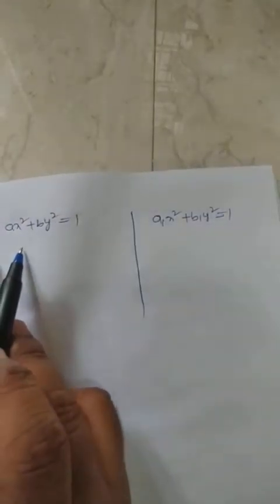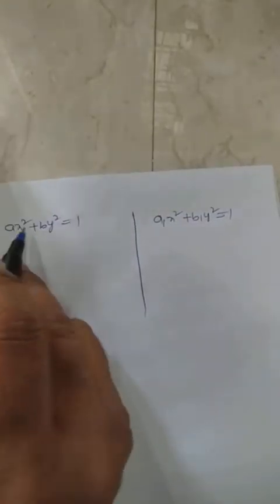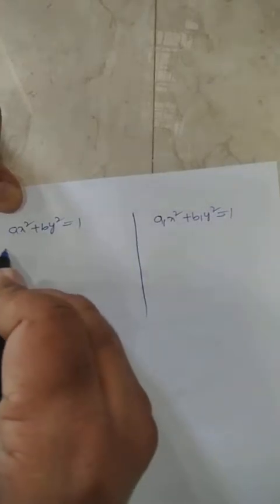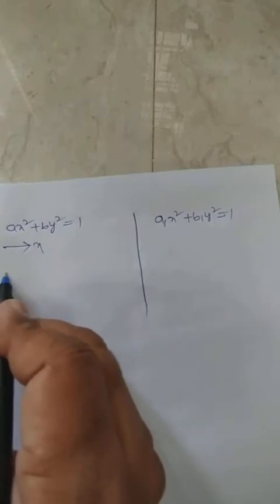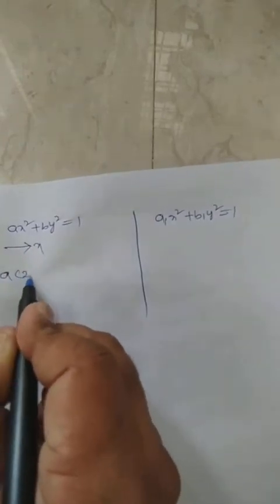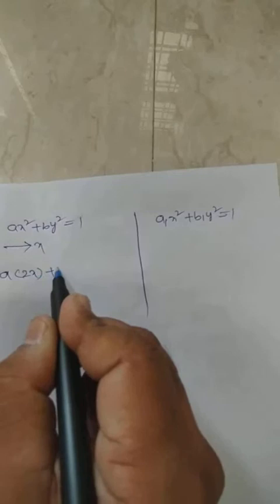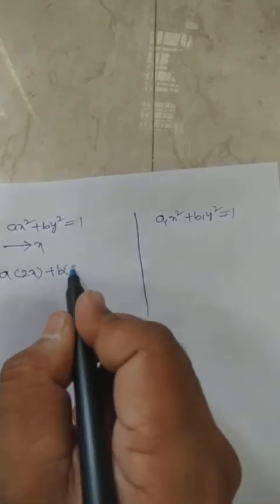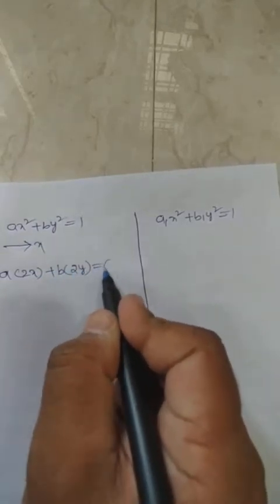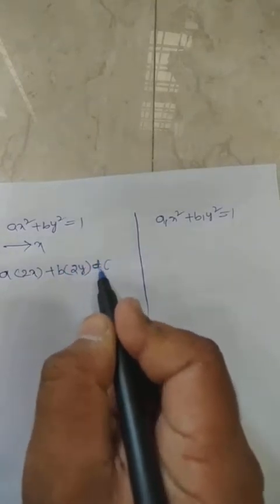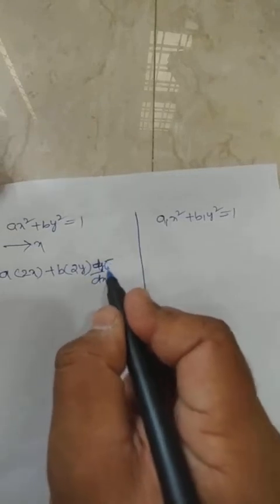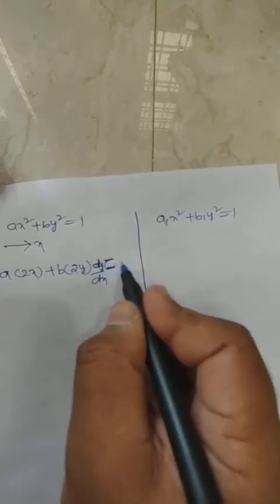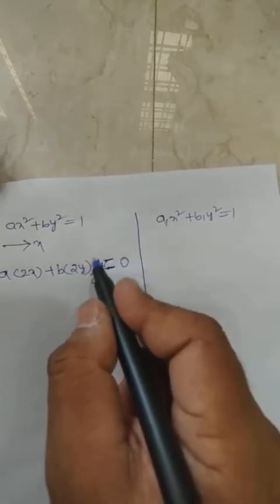Now I am finding the derivative of these two curves. Let us take the first curve, differentiating with respect to x on both sides. What I could get: a into the derivative of x square, which is 2x, plus b into the derivative of y square, which is 2y into dy by dx, is equal to the derivative of the constant, which is 0.